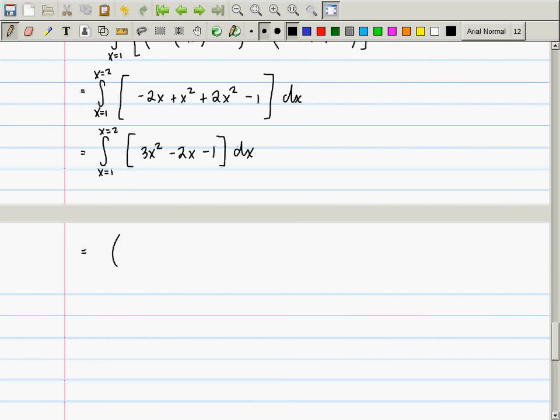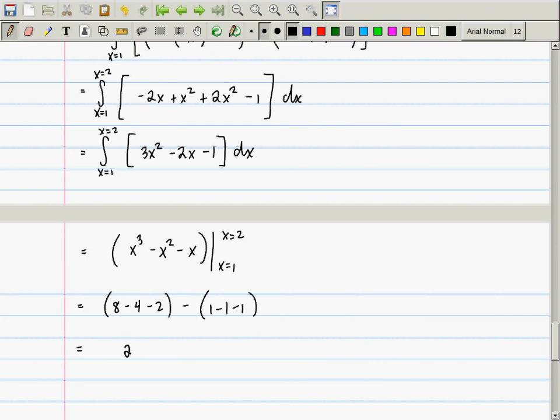Okay, so then x cubed minus x squared minus x, and then this is evaluated from x is 1 to x is 2. That's not right, is it? No, it is right. Okay, that's right. So then this will be what? 8 minus 4 minus 2 minus 1 minus 1 minus 1.